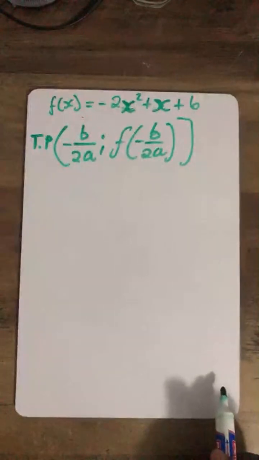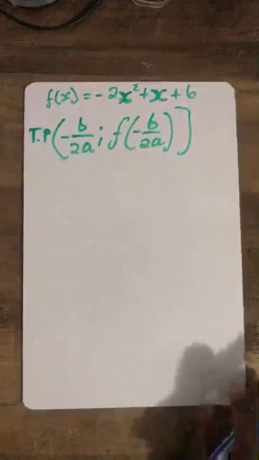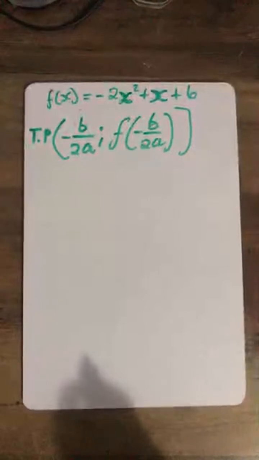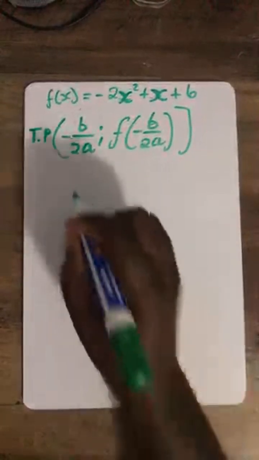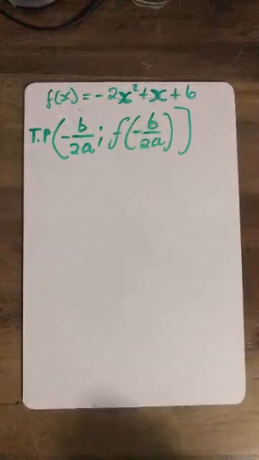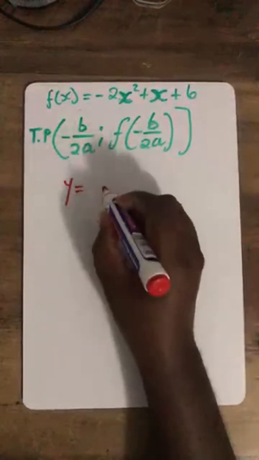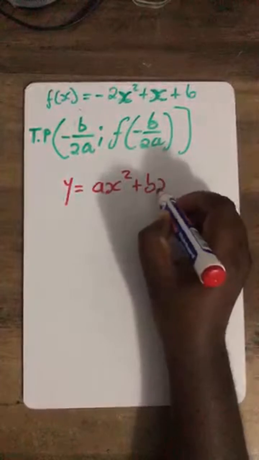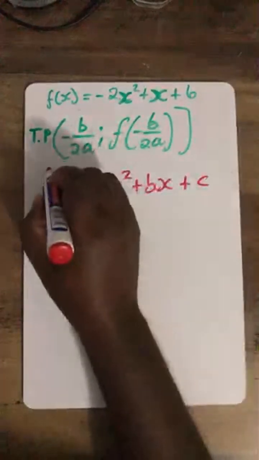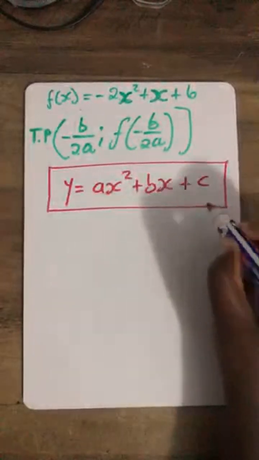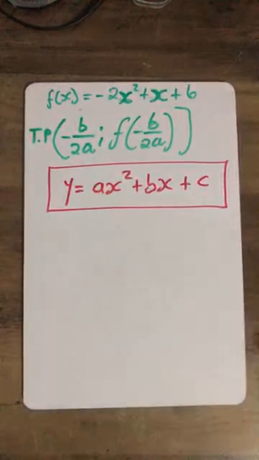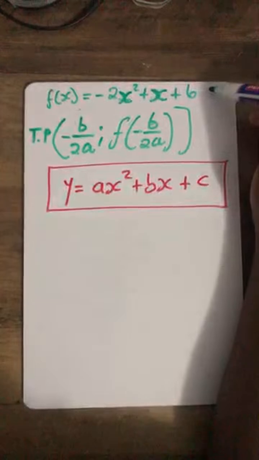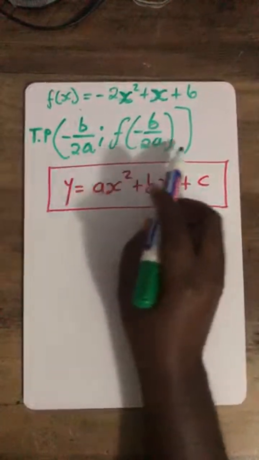Guys, what you can do is to take a screenshot of this, because I've given you a very important formula over there. Now I'm going to explain what this formula means. Remember, the standard format of a quadratic equation is y equals ax squared plus bx plus c. This is the standard format. So if you are given the equation of a parabola or the function, and they say find the turning point, this is the formula that you use.